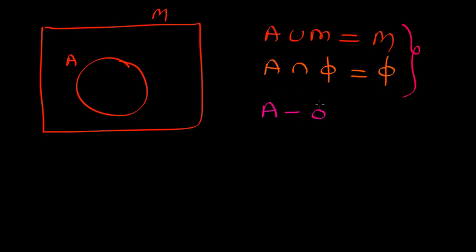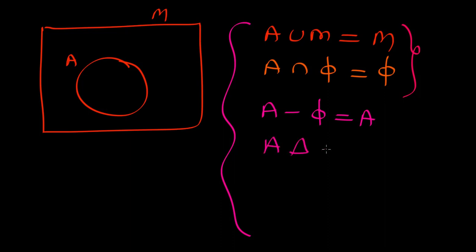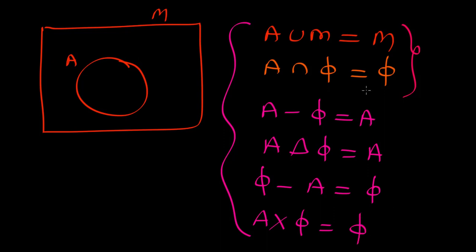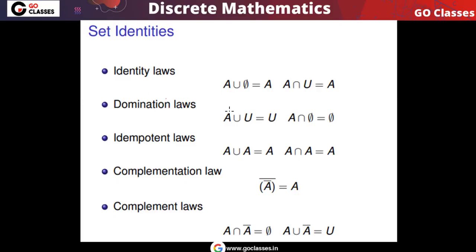We have already seen that A minus phi is A. We have already seen all these things. All the related rules I am writing here. A minus phi is A. A symmetric difference phi is A. Phi minus A is phi. Similarly A cross phi is phi. All these concepts are related, but anyway, these two rules are called the domination law. A union universal set is universal set. A intersection phi is phi.